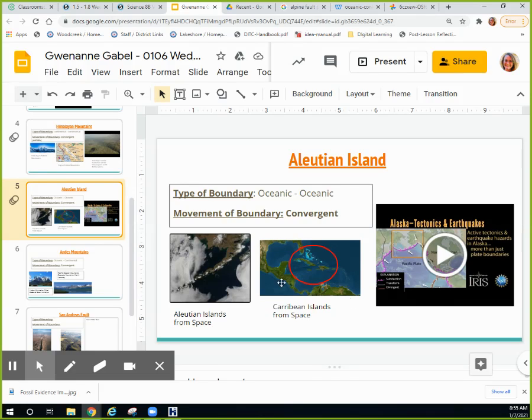Another example were the Caribbean islands. Islands are interesting because they usually sit on more than one type of plate boundary. Because they're in the middle of the ocean, there's a lot going on. Islands are a really interesting land formation. A lot happens there.